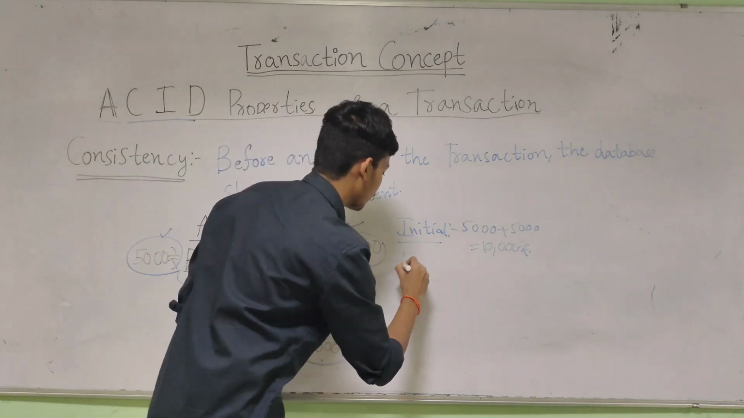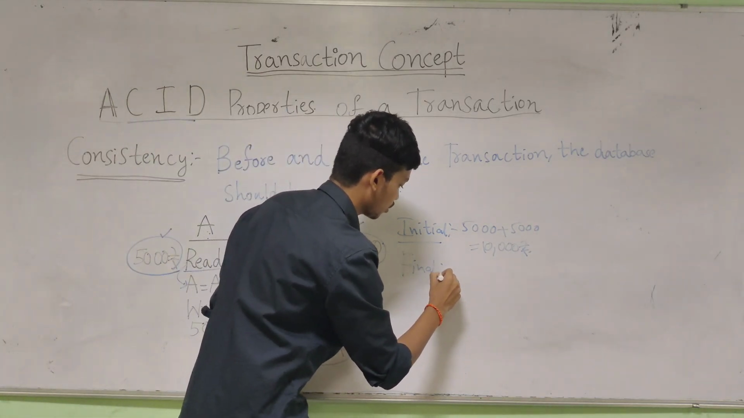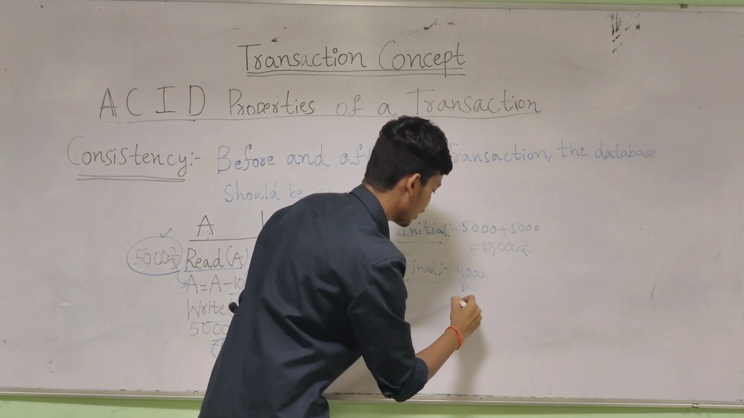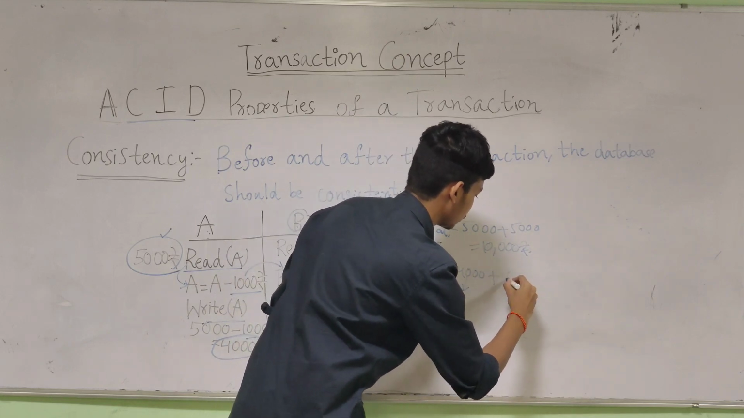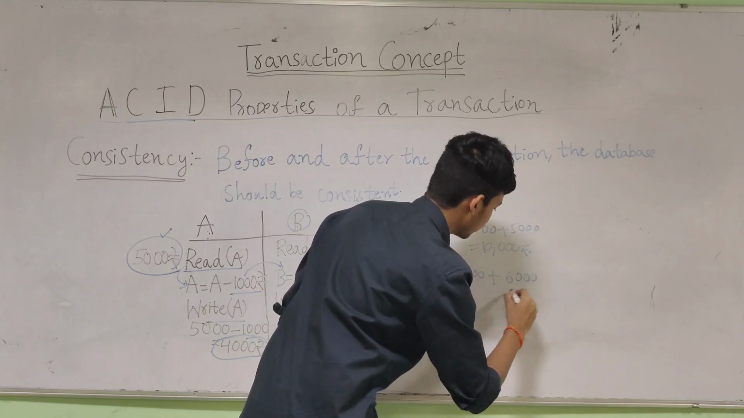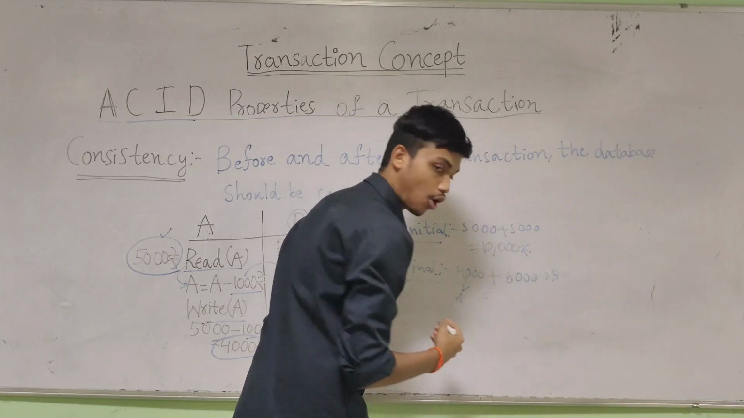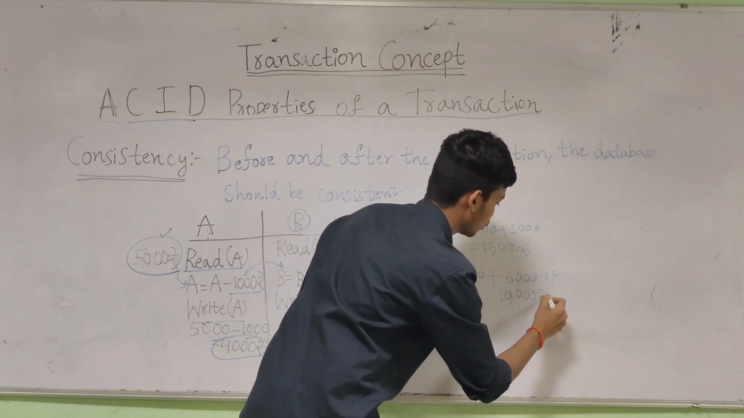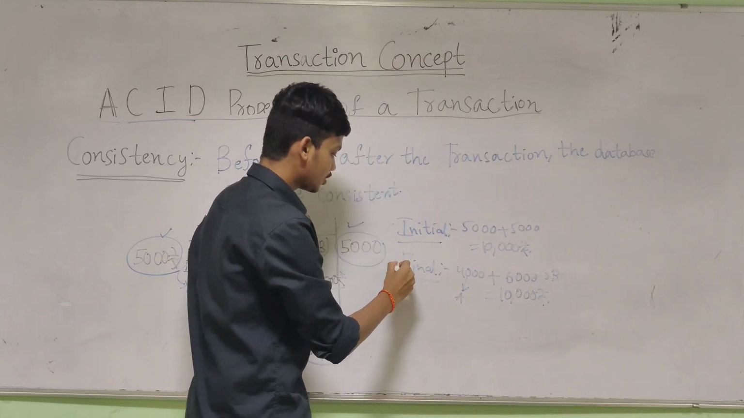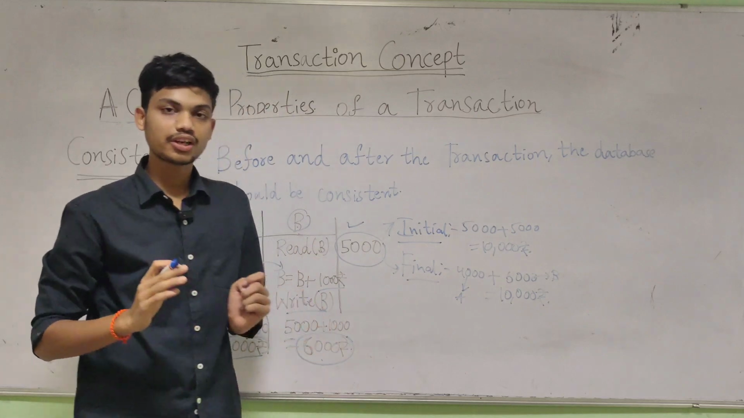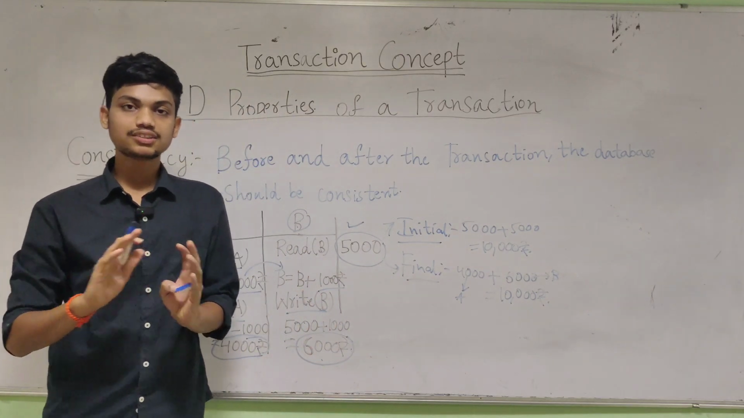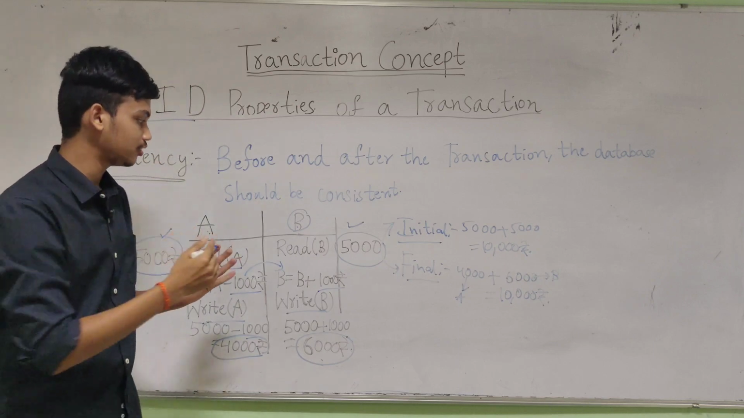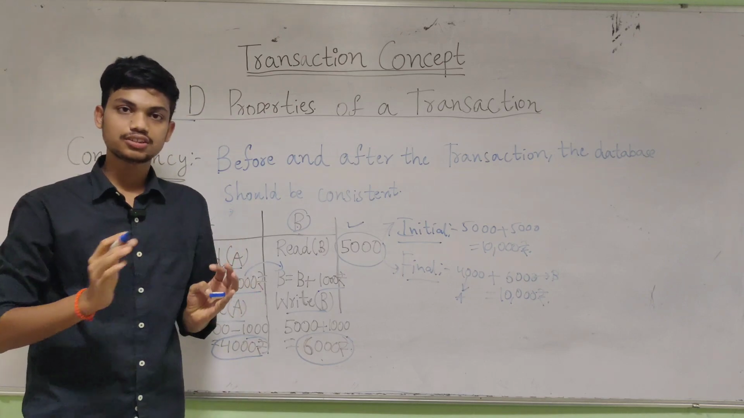Now if you check the final value, it becomes 4,000 in A plus 6,000 in B. The combination becomes 10,000 rupees overall. So the initial state and final state of the database are the same. So we can say that the database is consistent after the execution of both transactions A and B. This is consistency of the database.